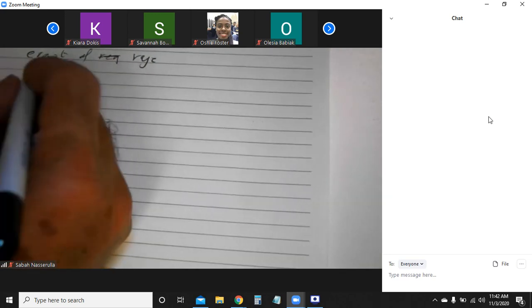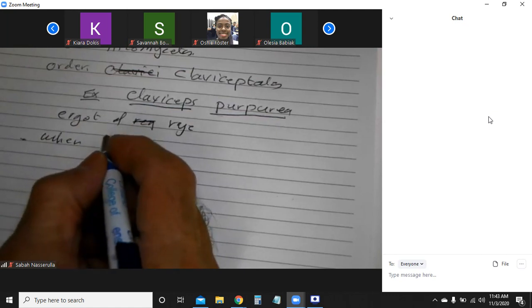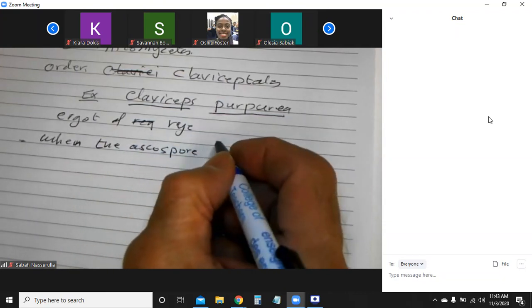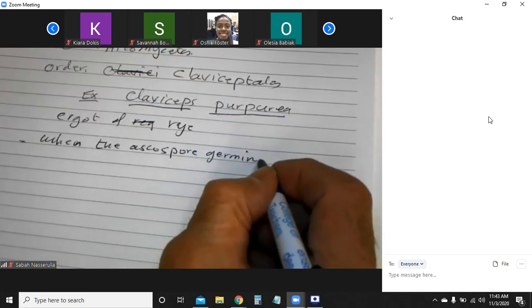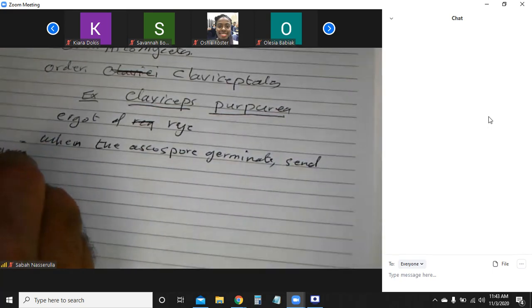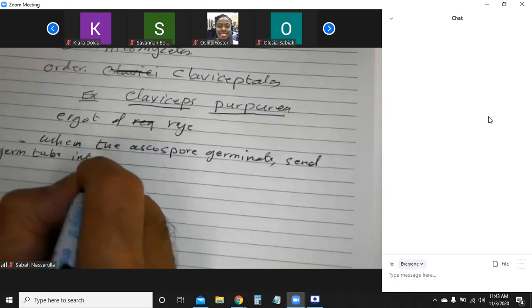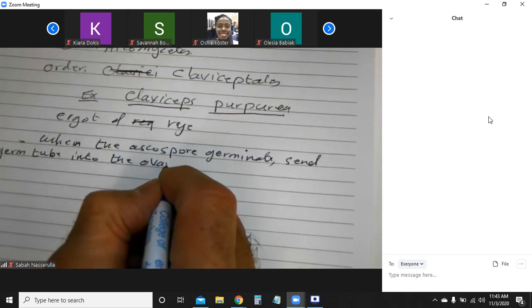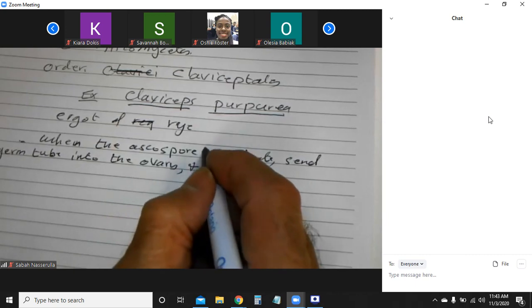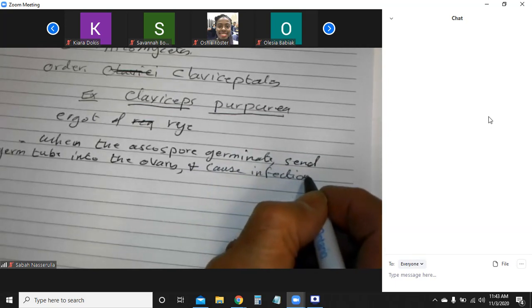Now, when the ascospore germinates, it sends a germ tube into the ovary, of course the ovary of the flower, and causes infection.